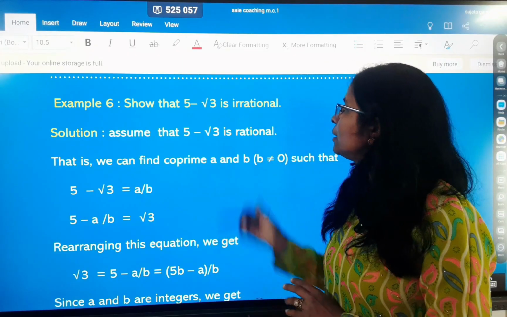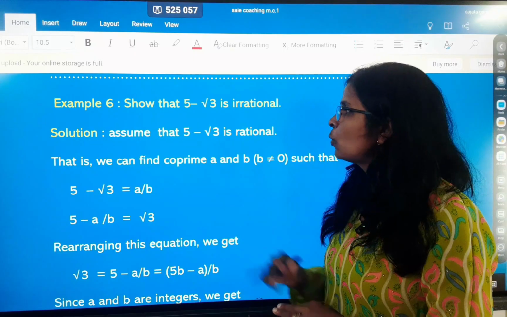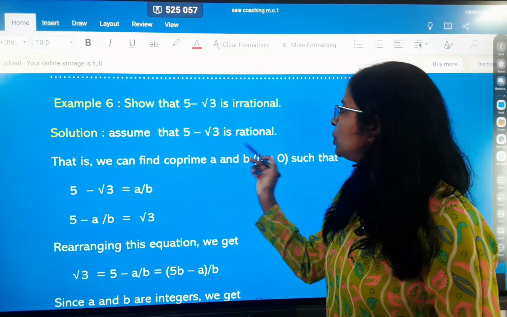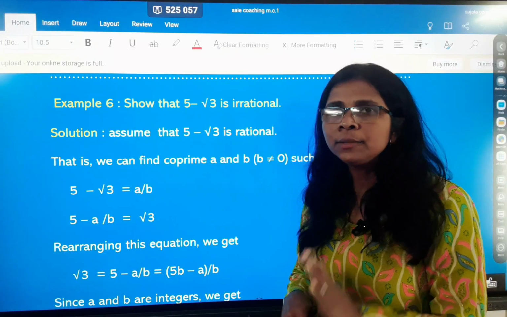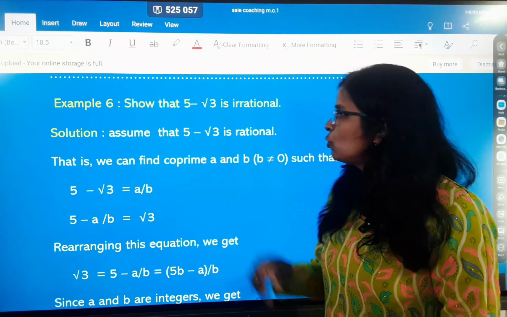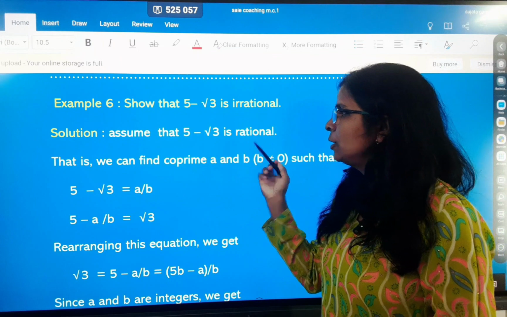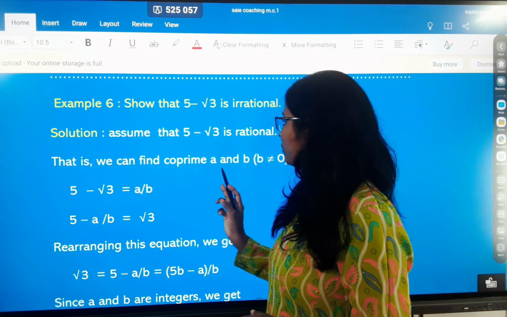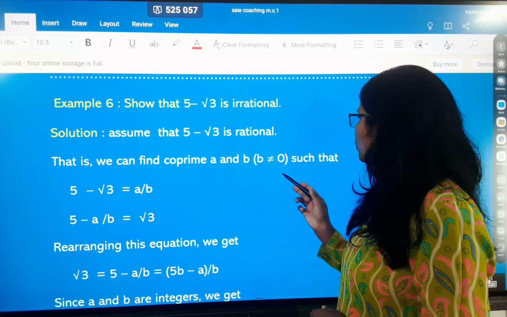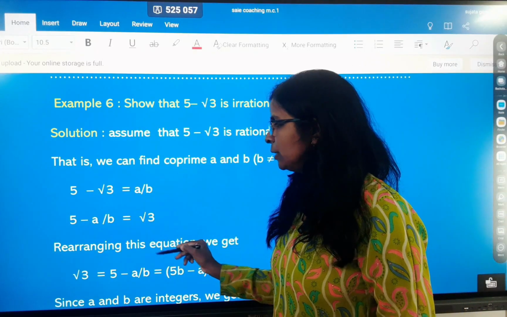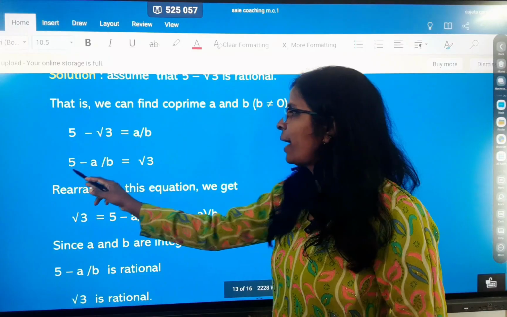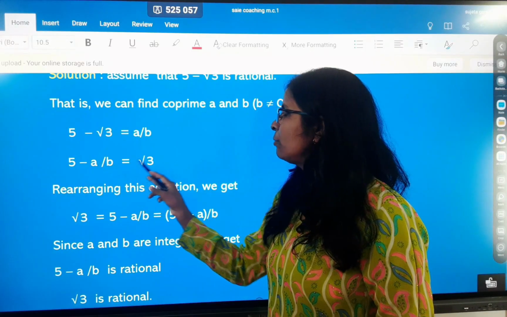So here we have to show it is an irrational number. So assume that 5 minus root 3 is rational. So आपण उलटच कन्सिडर करायचं कॉन्ट्राडिक्टरी. That is 5 minus root 3 is rational. So as 5 minus root 3 is rational, that means we can find co-prime a and b where b is not equal to 0 such that 5 minus root 3 is equal to a upon b. So here 5 minus a upon b is equal to root 3.